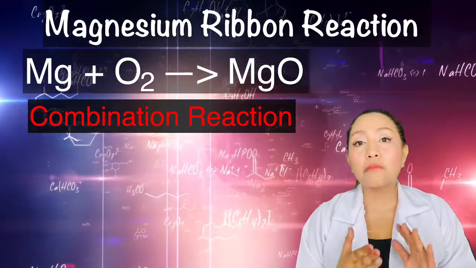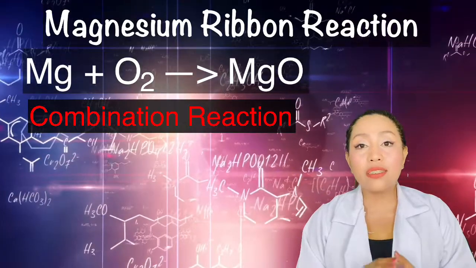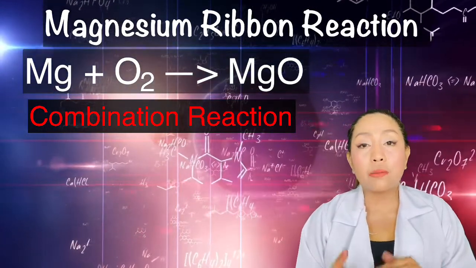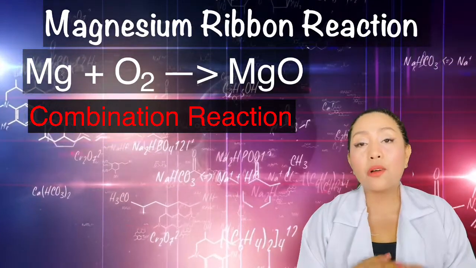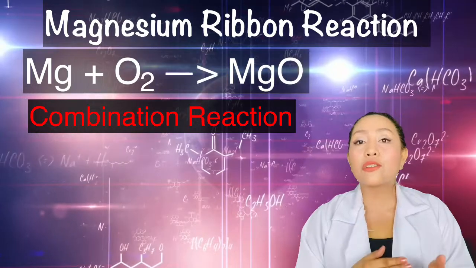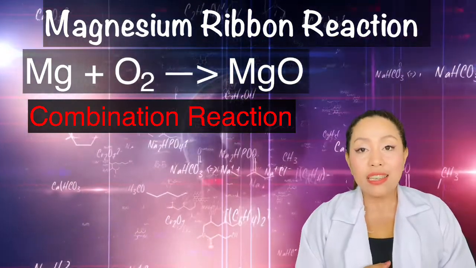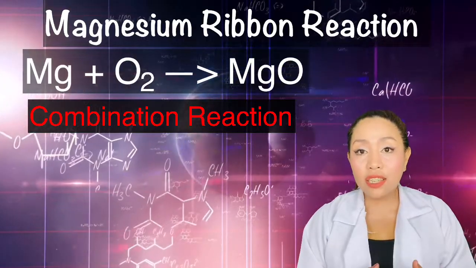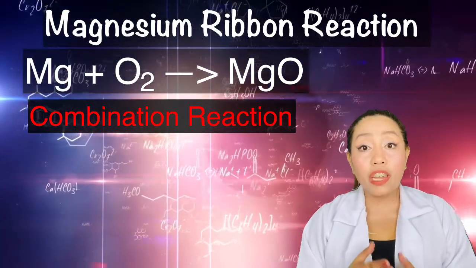So magnesium is Mg, and since we place the magnesium ribbon over the flame, there is the presence of oxygen. So Mg plus O2, or the oxygen molecule, yields magnesium oxide. For the type of reaction, we could say that it is a combustion reaction or a combination reaction.